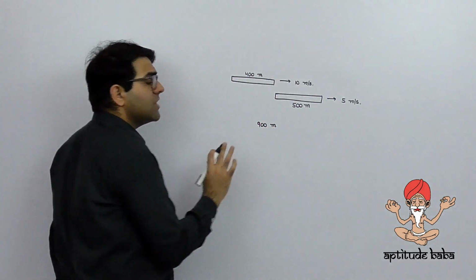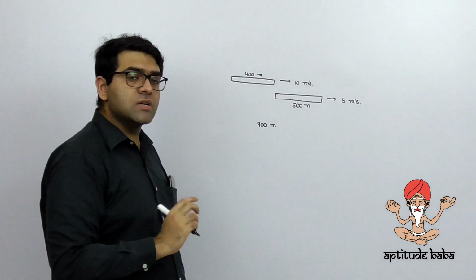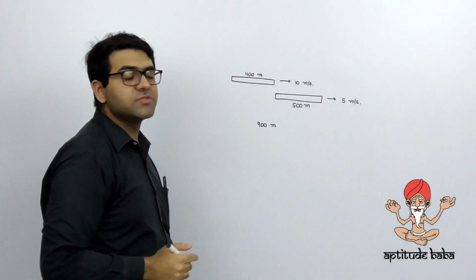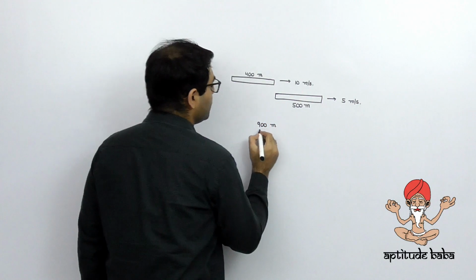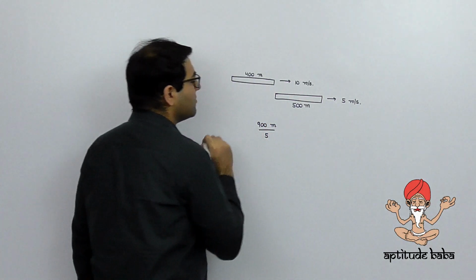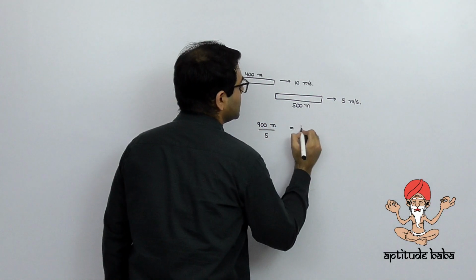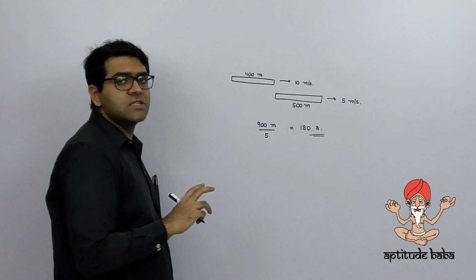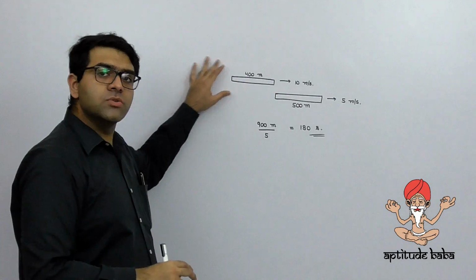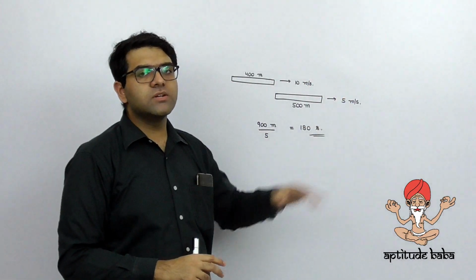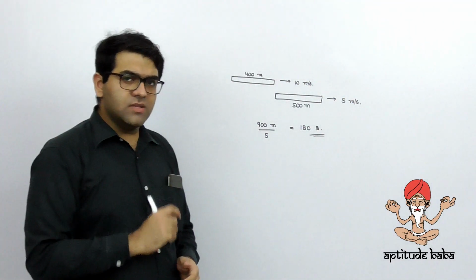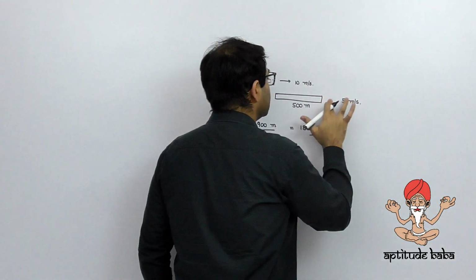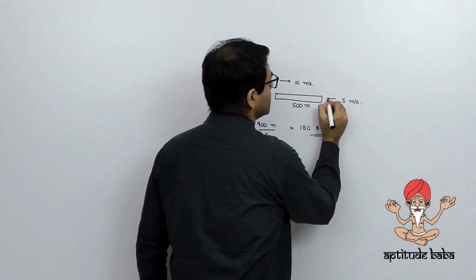Now this length of 900 meters is to be covered with a relative speed of 10 minus 5 meters per second. So we cover this length of 900 meters with a relative speed of 5 meters per second. The final answer ends up becoming 180 seconds. So it will take 180 seconds for the 400 meter long train to cross the other train which is 500 meter long.